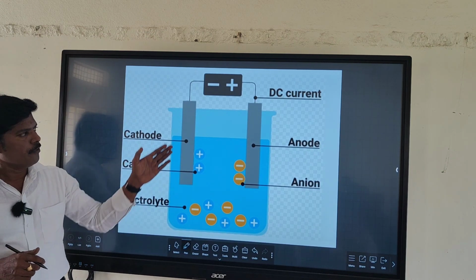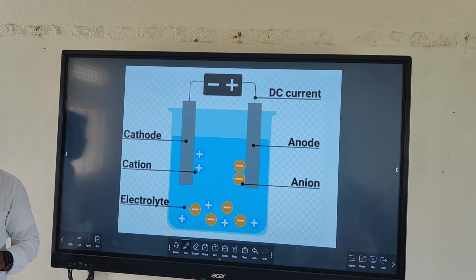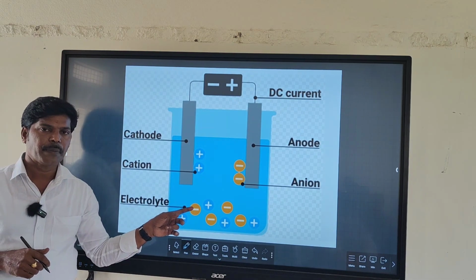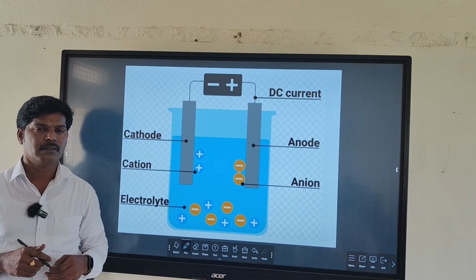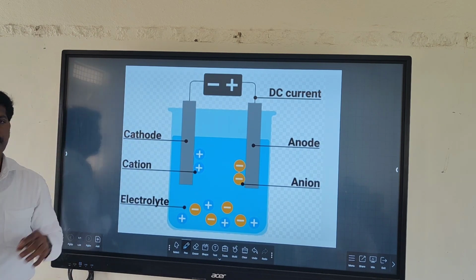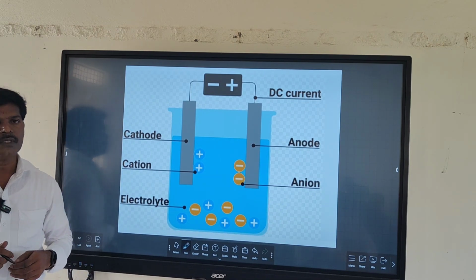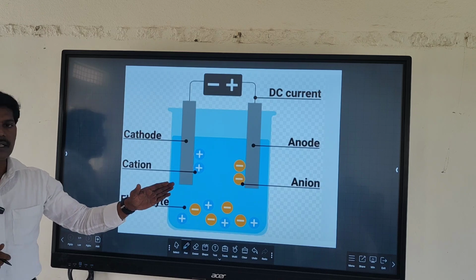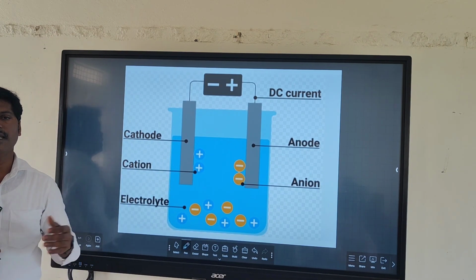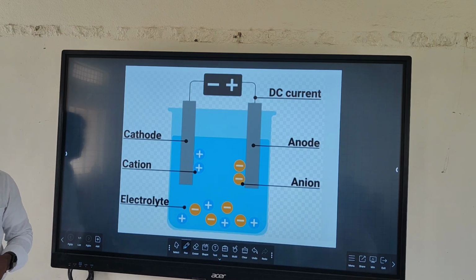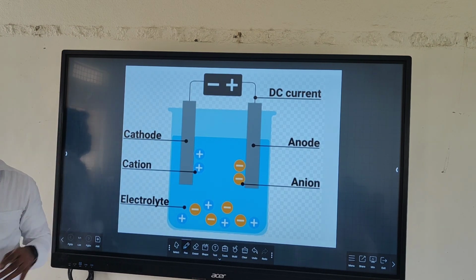So here, if you pass electricity through this electrolyte, cations, that means positive ions in the solution, move towards the cathode and take electrons from the cathode. That means the cations gain electrons at the cathode. It is gaining of electrons. Gaining of electrons is reduction. Reduction occurs at the cathode.